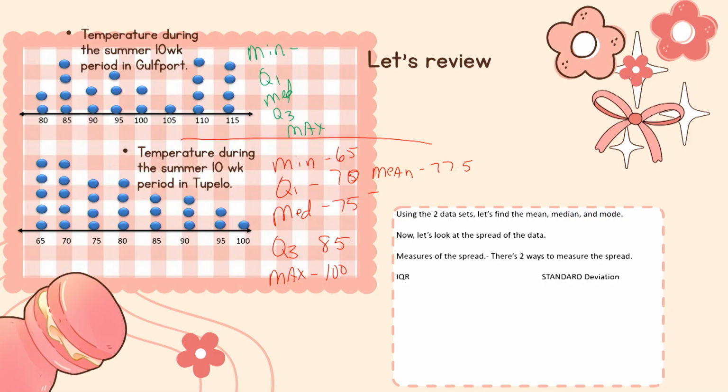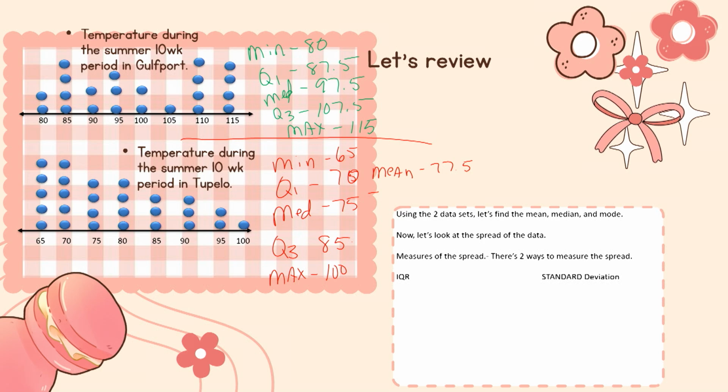So I've got 80 for my min. I have 87.5 for Q1. I have 97.5 for my median. My Q3 is 107.5. My max is 115.